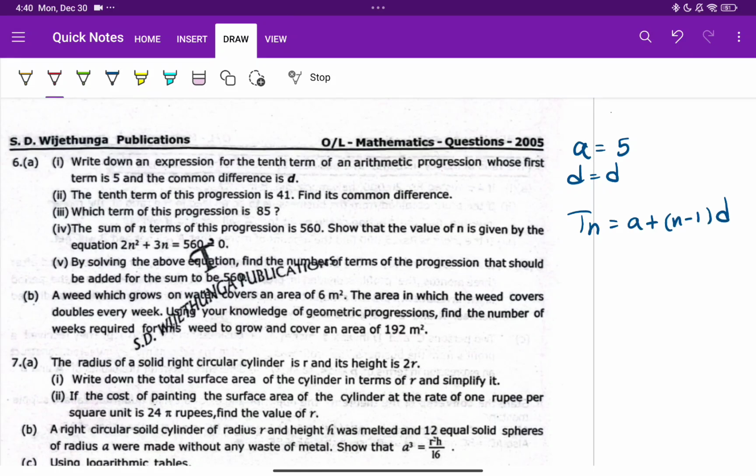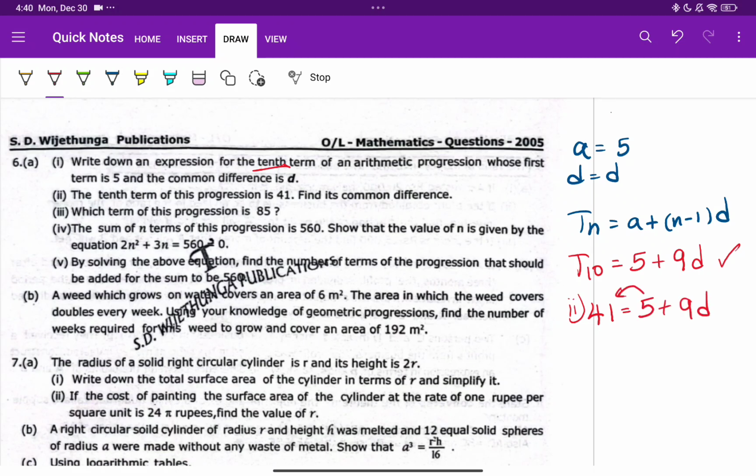Now we have to write an expression for the 10th term. So T10 is equal to a is 5, n minus 1 would be 10 minus 1, which is 9 d. Right? This is the answer for the first part. The second part, the 10th term of this progression is 41. So now we can substitute 41 instead of T10 and we can find the common difference easily.